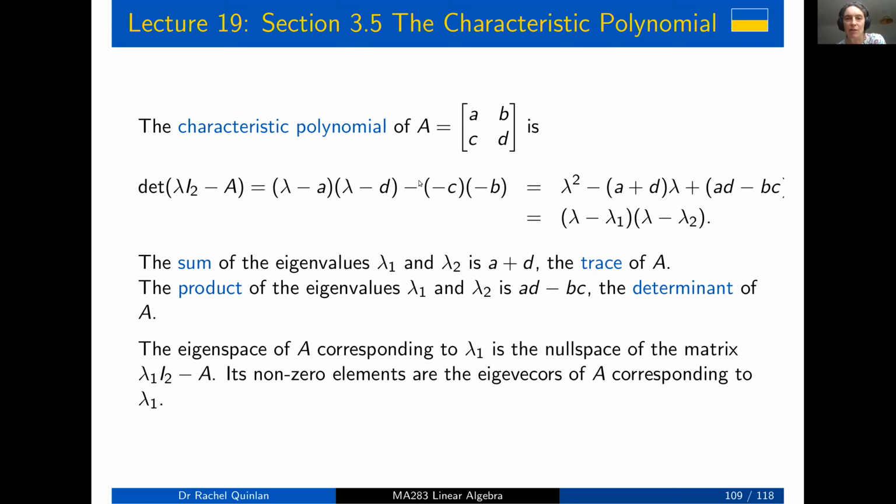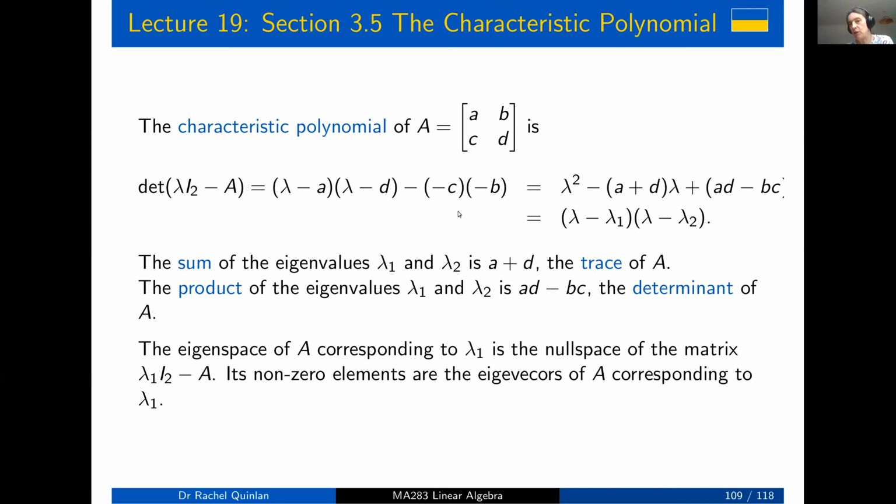So when you expand that, it turns out to be lambda squared minus lambda times A plus D, and then as a constant term, we've got plus AD and minus BC. So the coefficients of the characteristic polynomial are one for the leading quadratic term, minus A plus D for the coefficient of lambda, and the constant term AD minus BC. And we can observe that the coefficient of lambda here, A plus D, is the trace of A, nothing but the sum of the entries on the main diagonal of A, and that the constant term in the polynomial, AD minus BC, is nothing but the determinant of the matrix A itself.